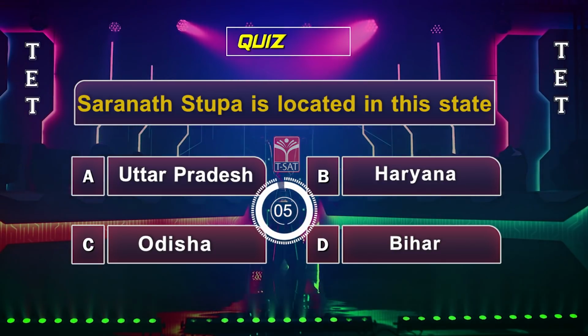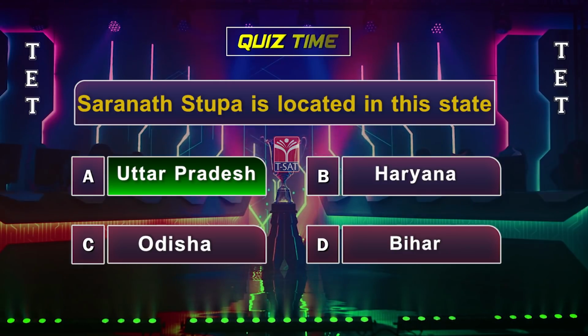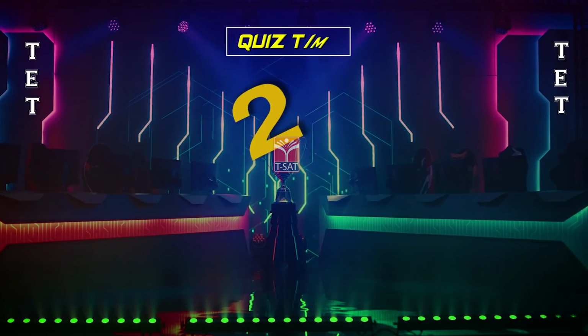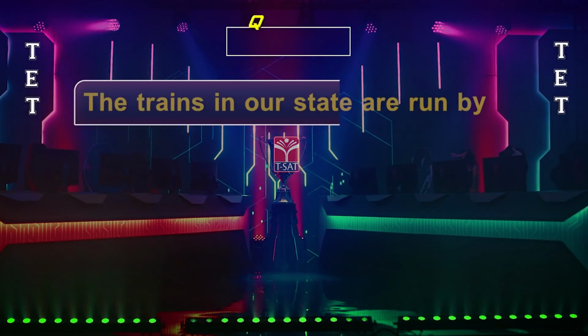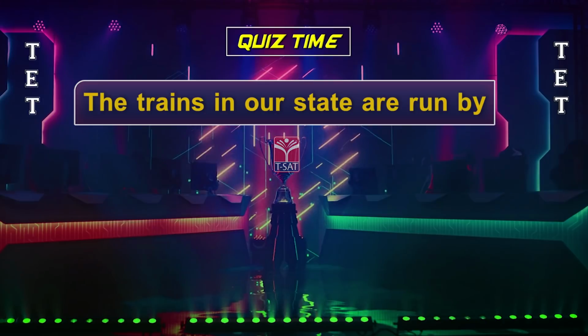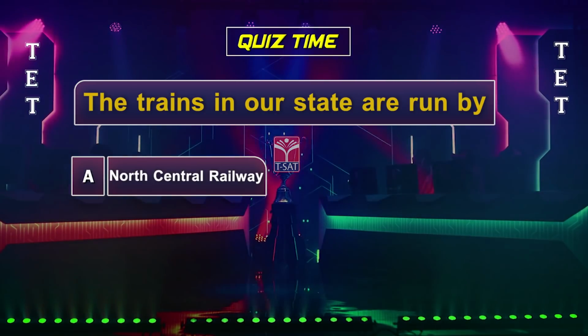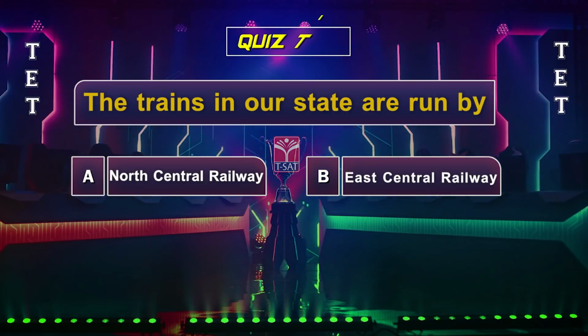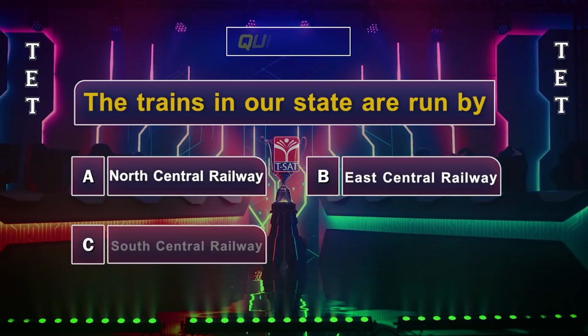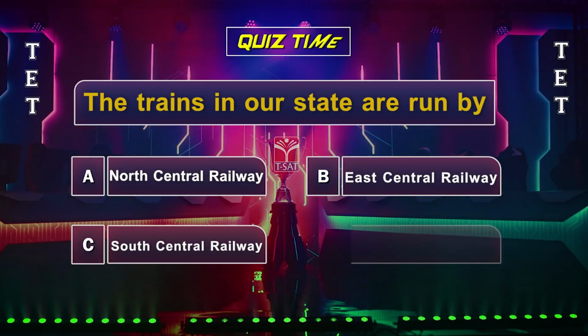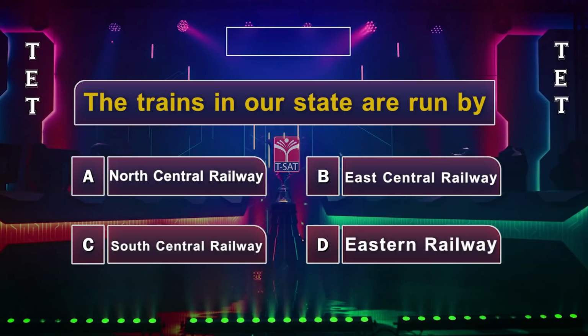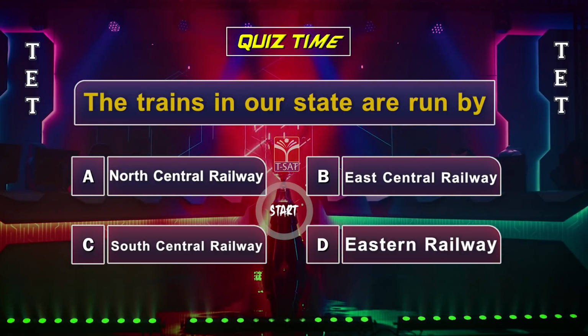The correct answer is option A, Uttar Pradesh. Second question. The trains in our state are run by option A, North Central Railway. Option B, East Central Railway. Option C, South Central Railway. Option D, Eastern Railway. Your time starts now.